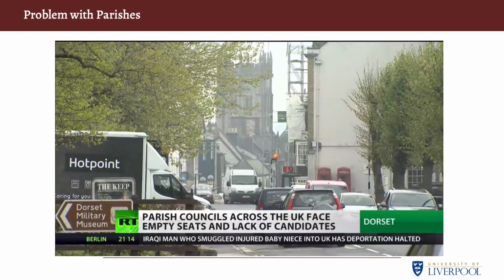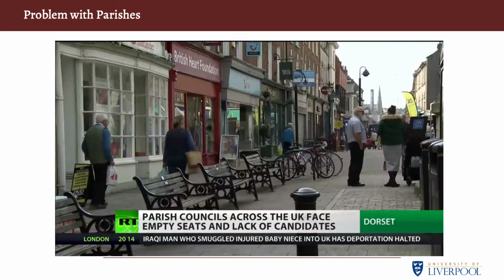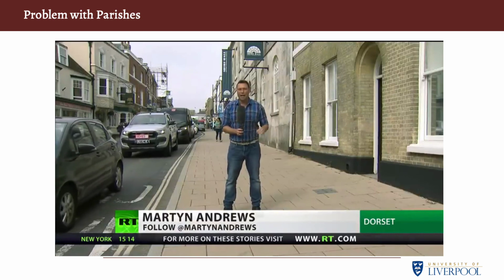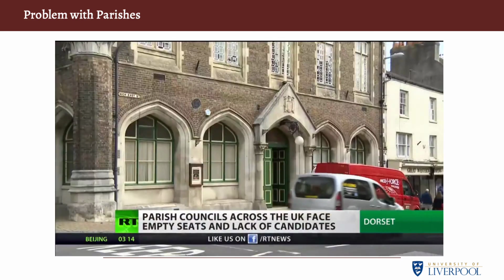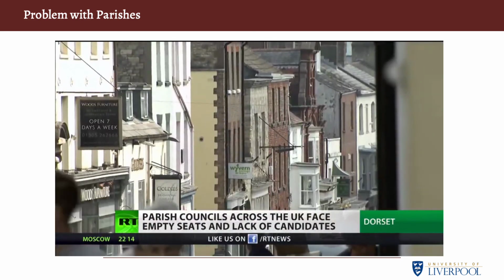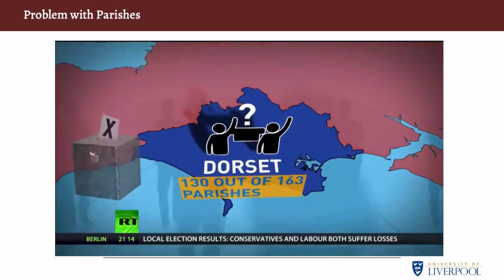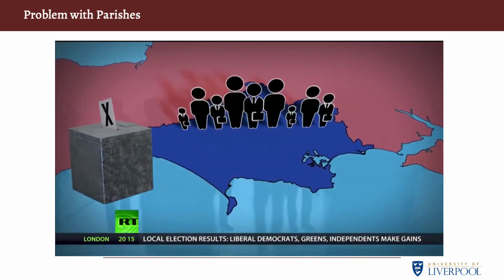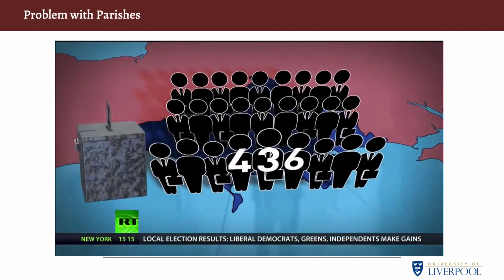street lighting and libraries. But despite giving more decision power to residents, for many areas it hasn't stirred more interest in local issues. Dorset is one example where some areas failed to find any candidates at all, instead having to team up with a nearby village to form a parish council. And it does ask the question, why have so many communities lost interest in local politics? With 130 out of 163 parishes in Dorset not having enough candidates, this week saw communities scrambling together for volunteers, eventually finding 436 hopefuls.